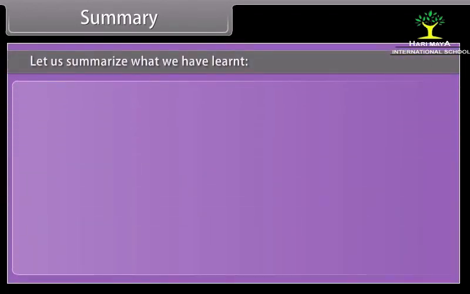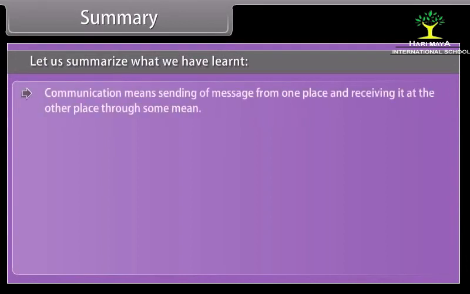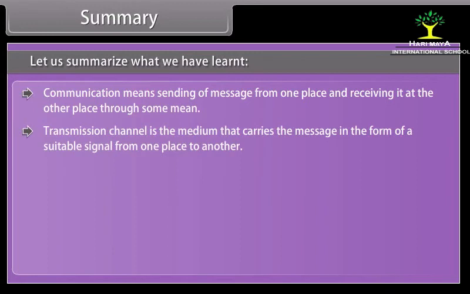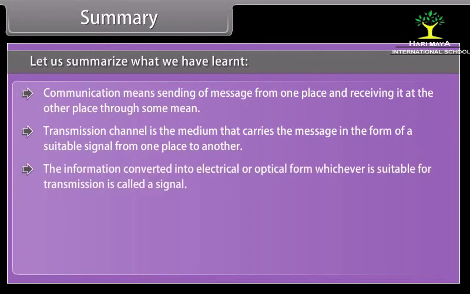Summary. Let us summarize what we have learned. Communication means sending of a message from one place and receiving it at the other place through some means. Transmission channel is the medium that carries the message in the form of a suitable signal from one place to another. The information converted into electrical or optical form, whichever is suitable for transmission, is called a signal.